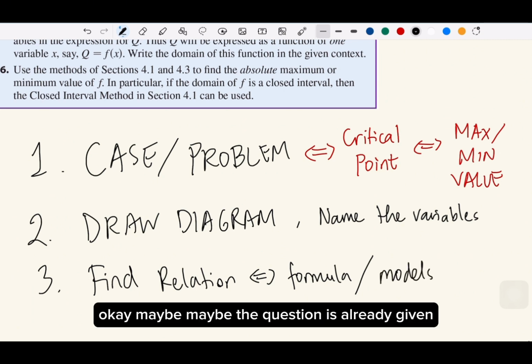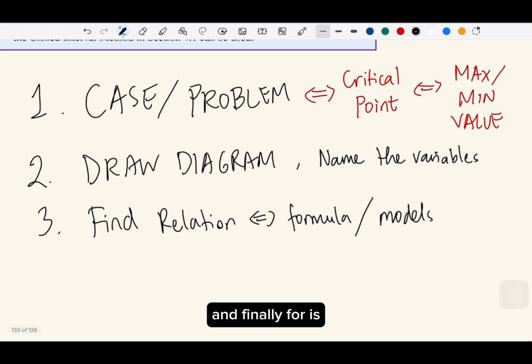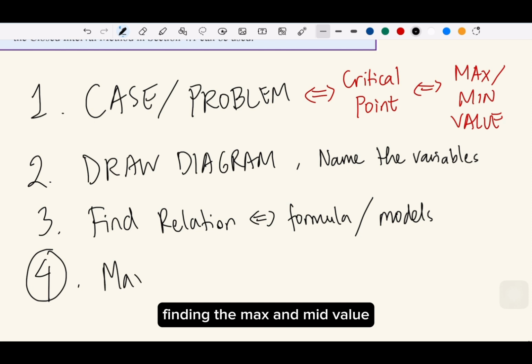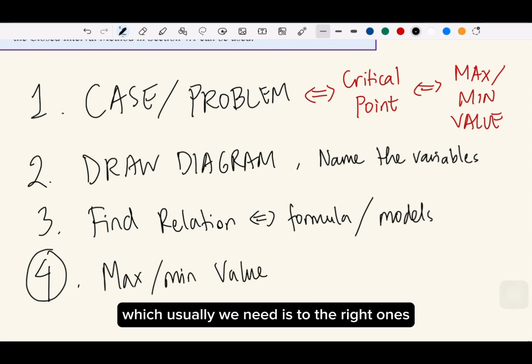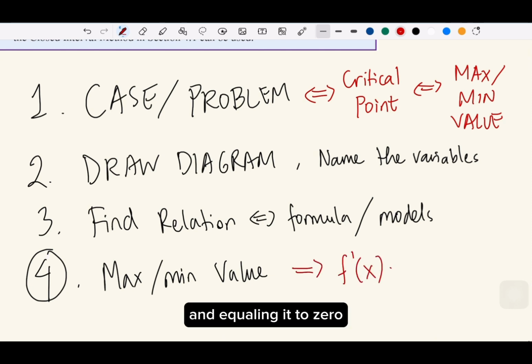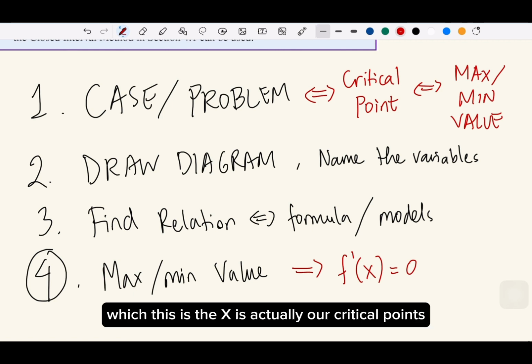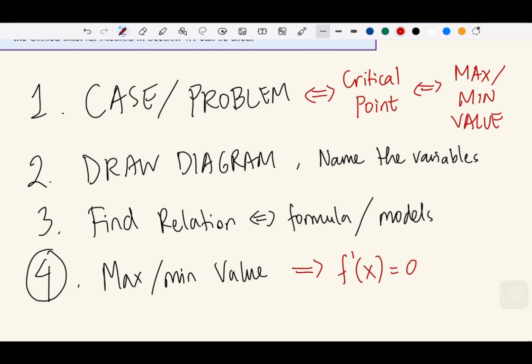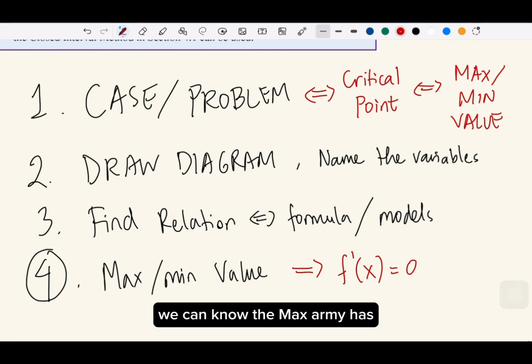Maybe the question already gives you some equation to work with, so you can use that as well. And finally, four is finding the max and min value, which usually we need to just differentiate once and set it equal to 0. The x is actually our critical point, right? And if you remember, when we have the critical point, we can know the max or min value.